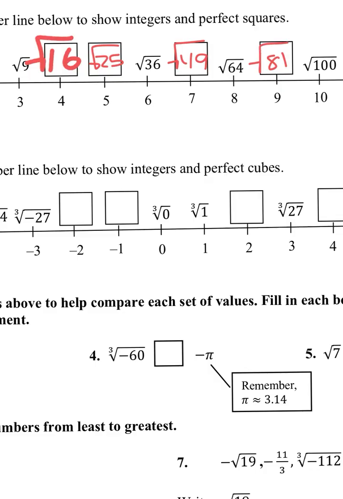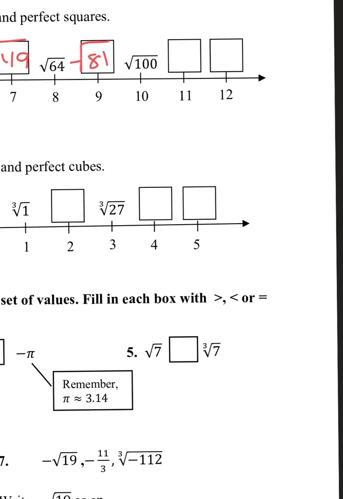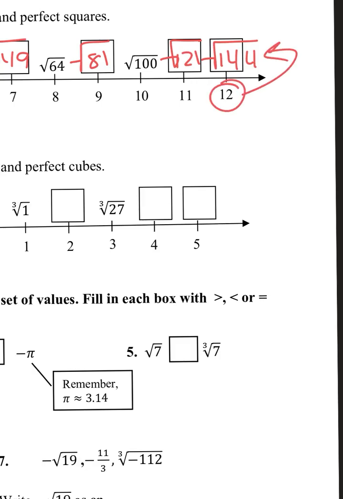Okay, let me see if I need to go on. Yes, I do. So 11 times 11 is 121. Square root of that. Okay, and 12, what's that? It's 144. Square root. So there we go. There's our number line that shows both the integers on the bottom and their perfect squares up top.